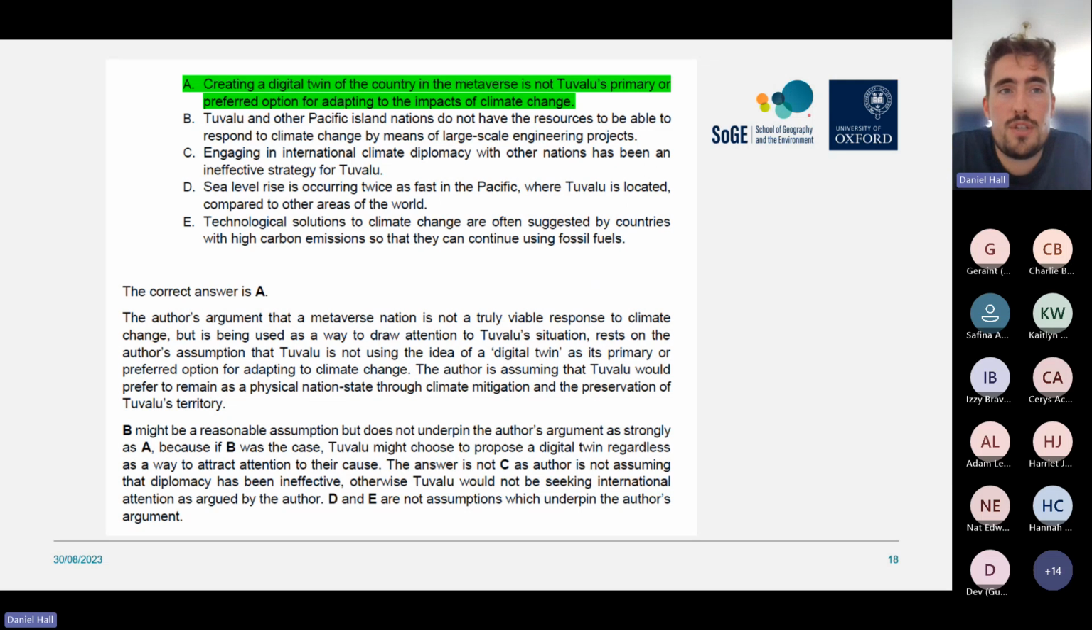So the author is assuming that Tuvalu would prefer to remain as a physical nation state through climate mitigation and the preservation of Tuvalu's territory. Just kind of go through a couple of the other options. B might be a reasonable assumption, but it doesn't underpin the author's argument as strongly as A. Because, a slight typo there actually, if B wasn't the case, Tuvalu might choose to propose a digital twin regardless as a way to attract attention to their cause.